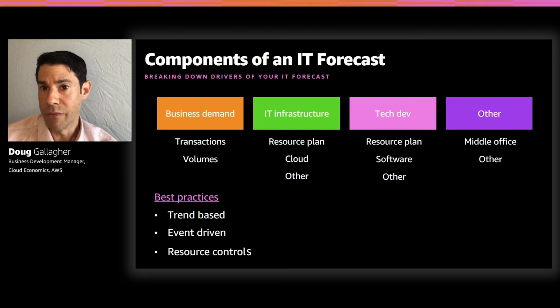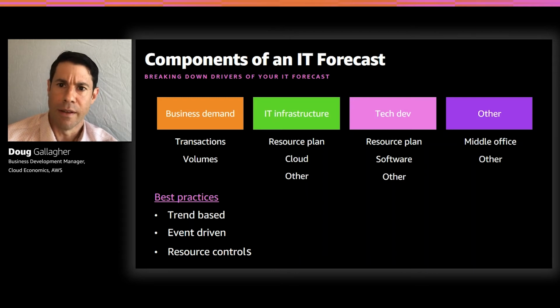And then there's also the developer side, the technology development. So that's the resources of the developers, the software, and the other overhead expenses. And then there could be another layer, depending on the business, that could be a middle office that sits between tech dev and infrastructure in the business, which is an additional layer. So overall, these are some of the major components that make up the complete forecast when we think about an IT cost perspective.